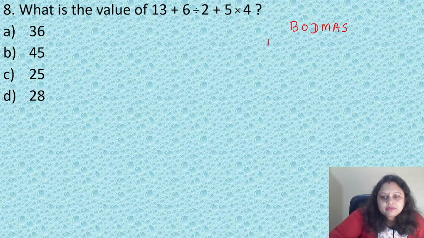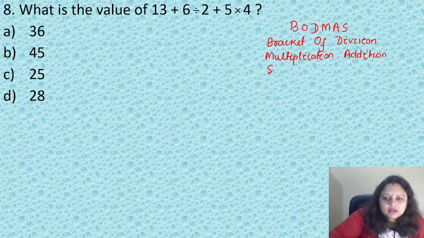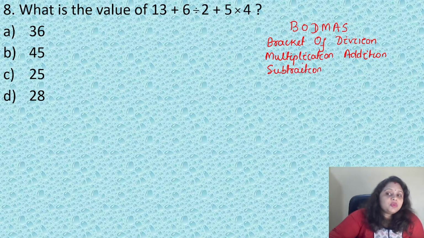B. What is B? This is bracket. O, this is of. D, division. M, multiplication. Then A, addition. And A, subtraction. Okay, so what is the use of the Badmash rule?